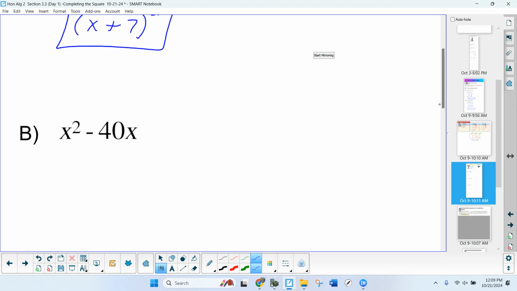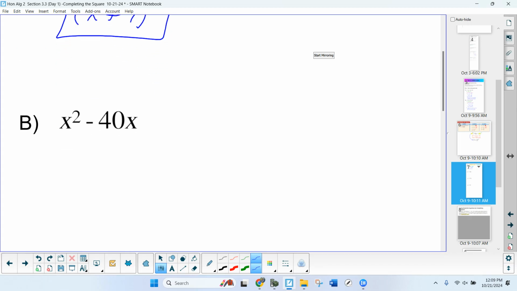Now, how does it change if I have a negative? Well, it's very similar. So, Natalie, we're going to take half of what number? -40. What's half of -40? -20. So you still add, but you're going to add -20 squared. So that's the first part. Complete the square. I completed the square.